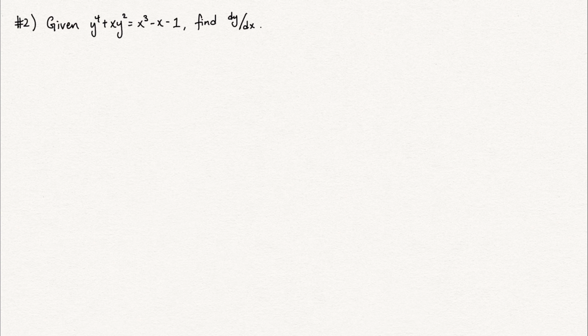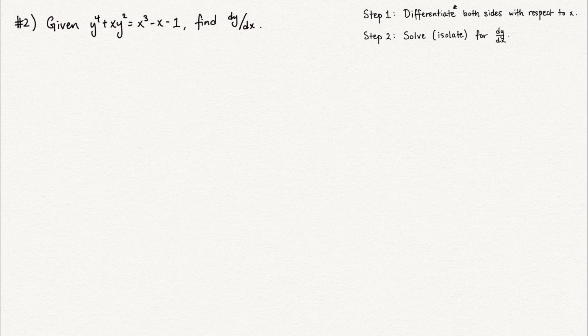Okay, for our second problem, let's try to find the derivative of this other implicit function that we saw a little bit earlier in this video. And just like before, we're going to follow the two main steps of implicit differentiation. So first of all, we're going to differentiate both sides with respect to x. So we have the derivative of y to the fourth plus xy squared is equal to the derivative with respect to x of x cubed minus x minus 1.